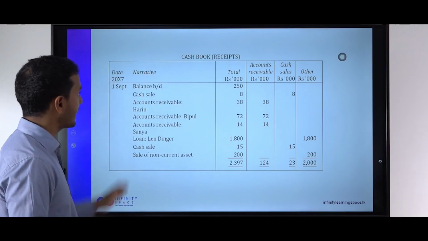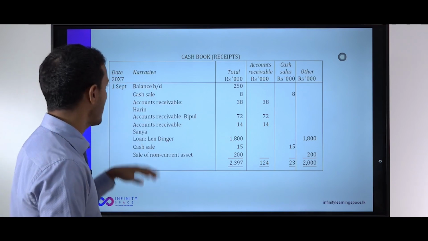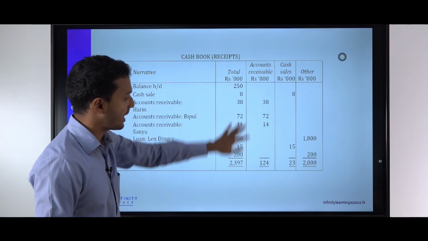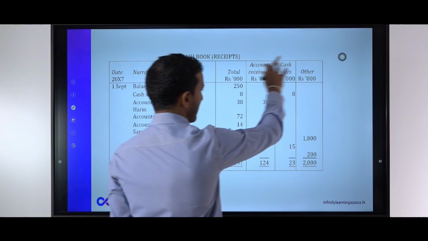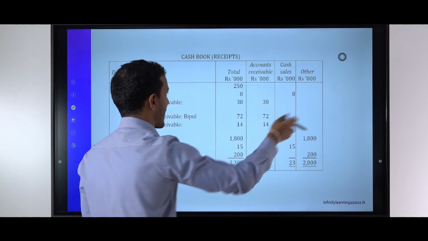So we have the date, the narrative, a small explanation of what the cash is for. Then the total, the amount of money received, and then this is what we call the analysis, right? We can analyze what we received the cash for.